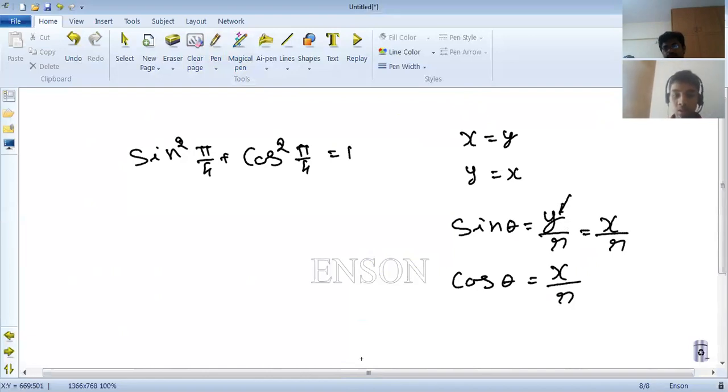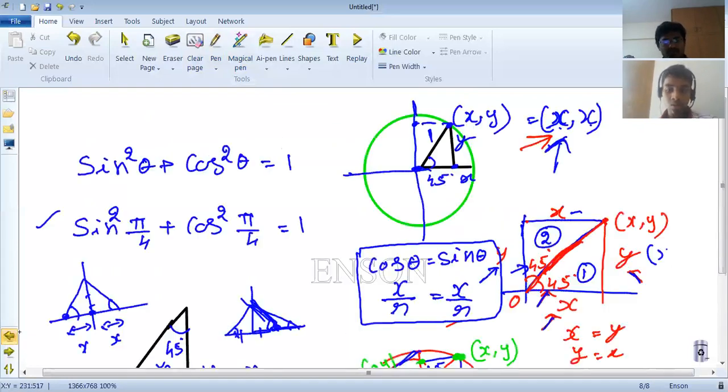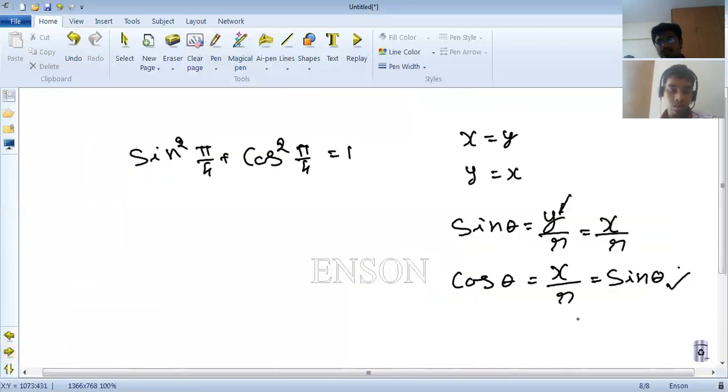Correct? Okay. Now x by r is equal to cos theta, right? Which will be sine theta again. So you can use both sine theta. Yes. So for this consideration, we have done the previous slide completely. If you're understanding this one, that is enough. So the complete concept is telling us that sine theta is equal to cos theta when you are taking a 45 degrees angle.